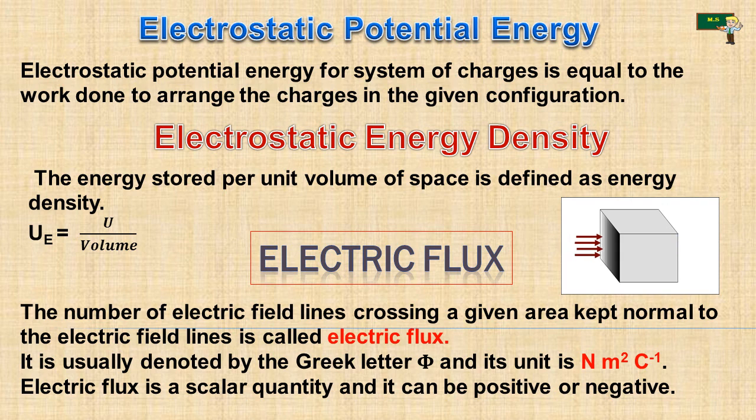The number of electric field lines crossing a given area which is kept normal to the electric field lines is called electric flux. It is usually denoted by the Greek letter phi. Its unit is N m square C minus 1. Electric flux is a scalar quantity which does not have any direction, and it can be positive or negative.